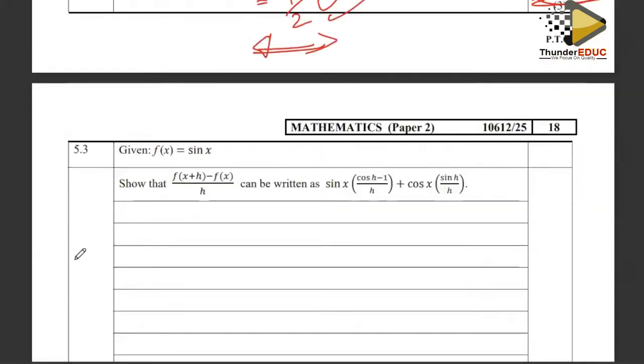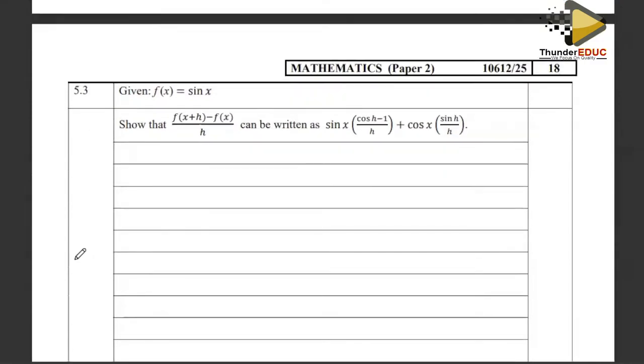Okay, then 5.3. Examiners were bored, né? Now they are bringing calculus again, intrigue. We have f of x as this, meaning that our f of x plus h is going to be the sine of x plus h. They want us to show that this can be written also as that. Okay, let's give it a try.